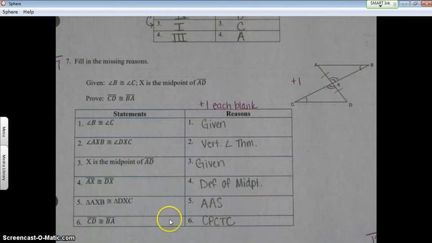And then remember when we go one step further, that's CPCTC. And that stands for corresponding parts of congruent triangles are congruent. So once I know the triangles are congruent, anything else not marked in the picture, all those corresponding pieces will be congruent to each other.